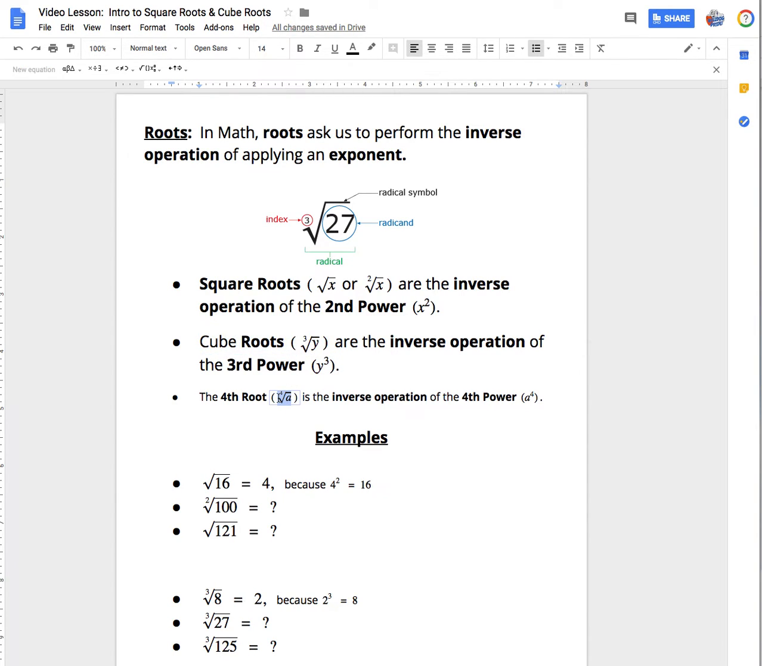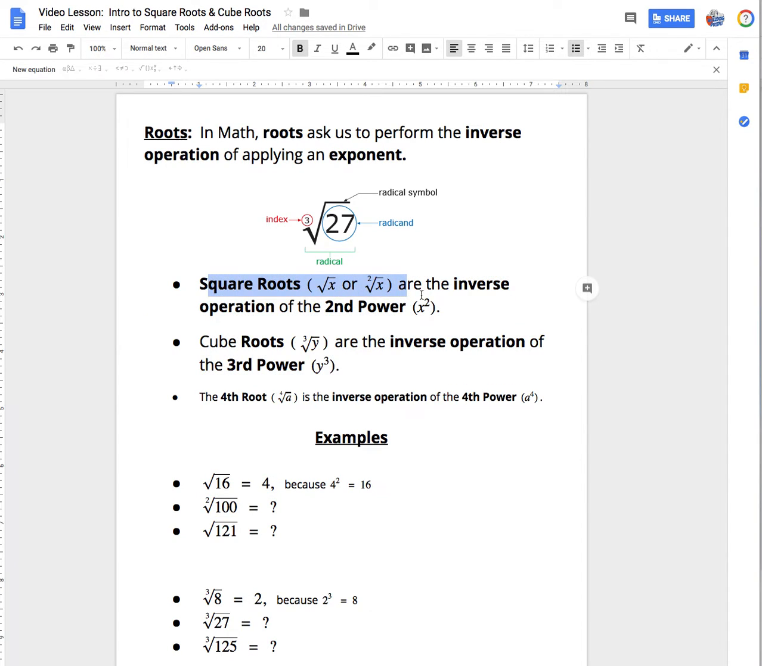When you go on to high school and to higher levels of math, you may even take higher roots. The fourth root may be symbolized by putting a 4 as the index. That would just be the inverse operation of the fourth power. But in 8th grade, all we need to focus on are square roots and cube roots.